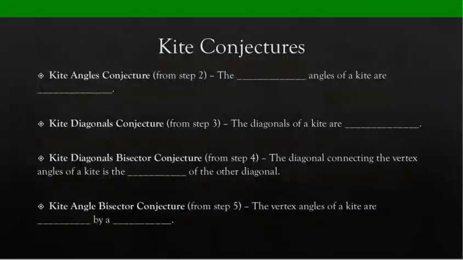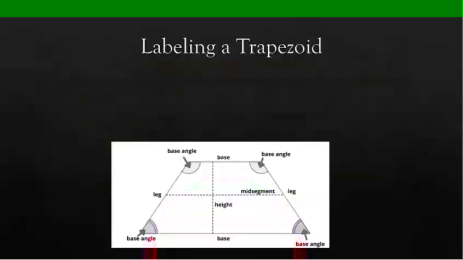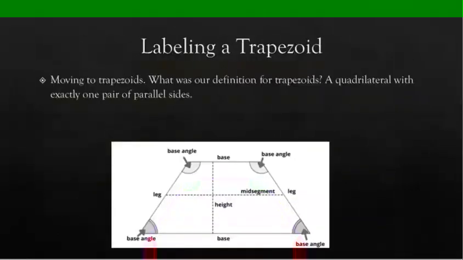Next, we're going to look at trapezoids. So, what was our definition for a trapezoid? It's a quadrilateral with exactly one pair of parallel sides. Here are my parallel sides. If it had two sets of parallel sides, we would call it a parallelogram. A trapezoid has exactly one pair of parallel sides.